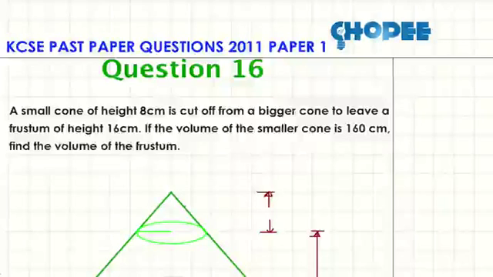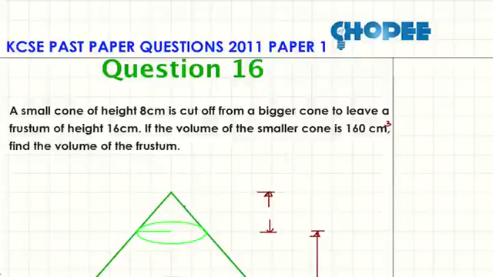In this tutorial, we are going to look at question number 16. This is a KCSE past paper question for the year 2011, paper 1, and it goes as follows. A small cone of height 8 cm is cut off from a bigger cone to leave a frustrum of height 16 centimeters. If the volume of the smaller cone is 160 cubic centimeters, find the volume of the frustrum.